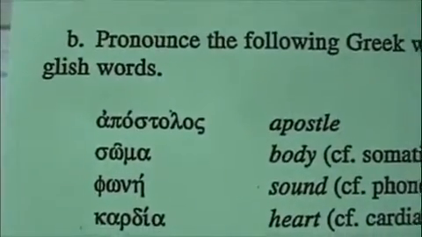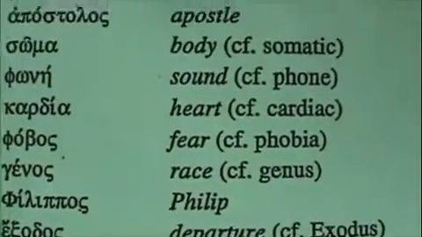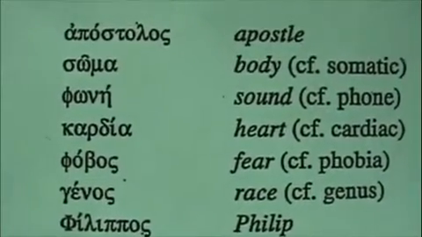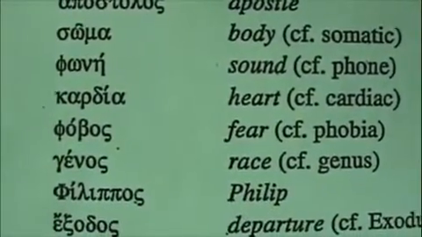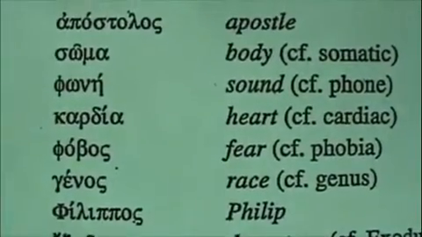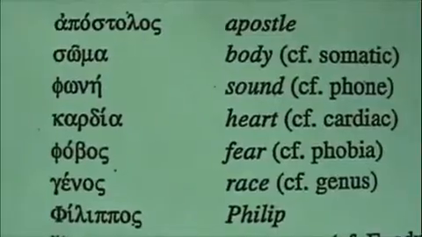The accent is the acute. Look at soma. You don't say soma. You say soma because the accent is on the first syllable. Look at cardia. You don't say cardia. You say cardia.